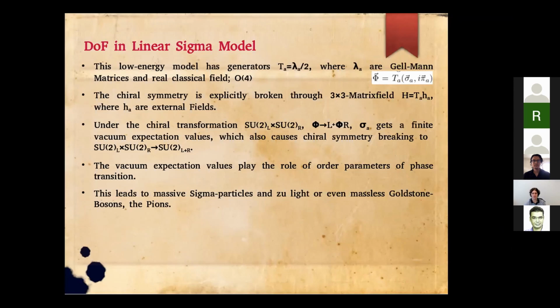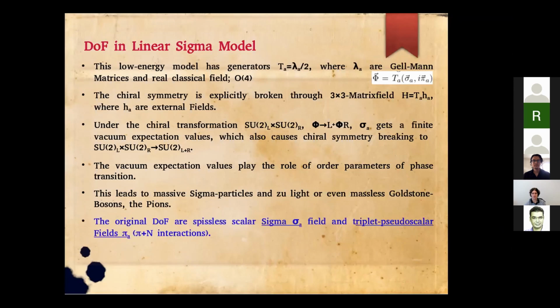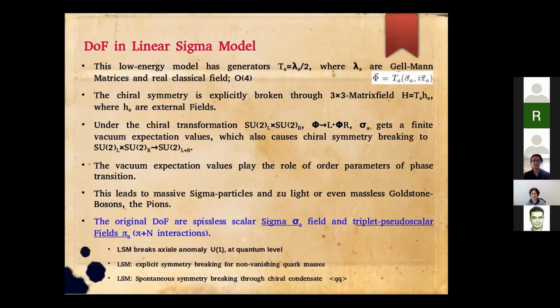The original degrees of freedom of the model are the spinless scalar sigma field and the triplet pseudoscalar fields. Many properties could be studied using the linear sigma model, like breaking the axial anomaly, explicit symmetry breaking at non-vanishing quark masses, and spontaneous symmetry breaking even through the chiral condensate.